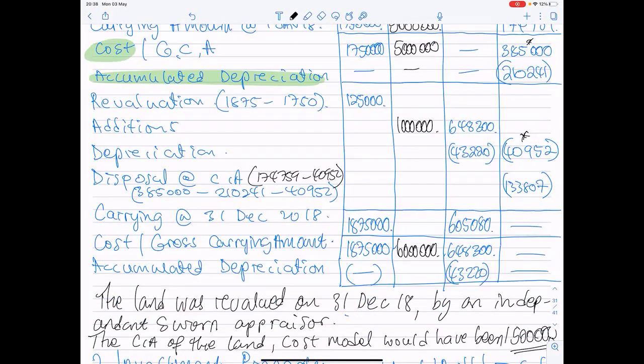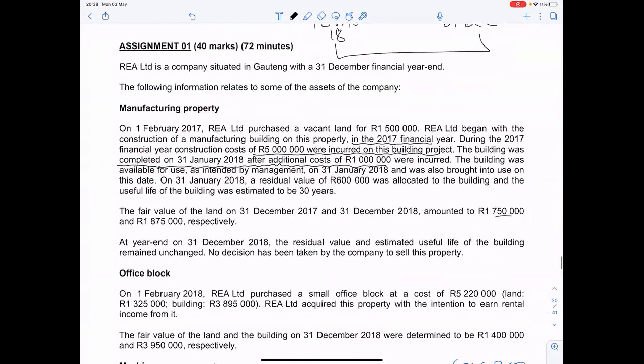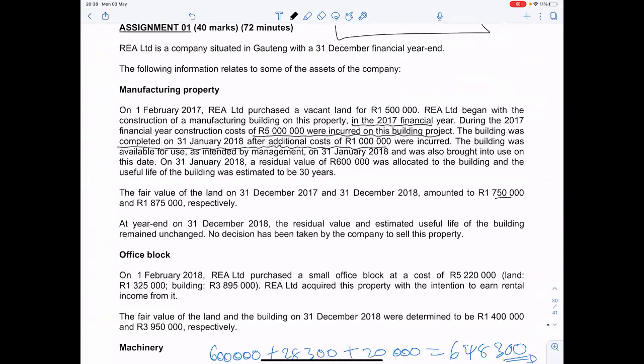Is that clear? Right. Then we are going to charge our depreciation from the date the asset was ready for use. It was ready for use on 31 January 2018. Are we together? So our depreciation is going to be the cost of the building, 6 million, minus a residual value of 600,000. We divide it by the useful life of the building. They said it's 30, multiplied by the time it was there in the year. It was ready on 31 January 2018.